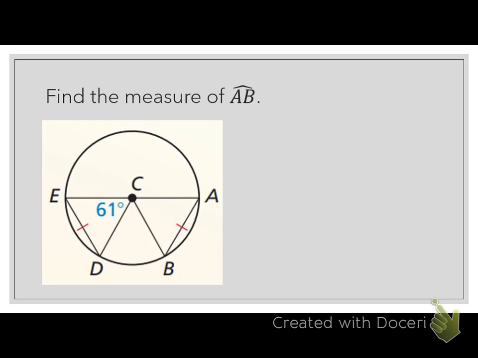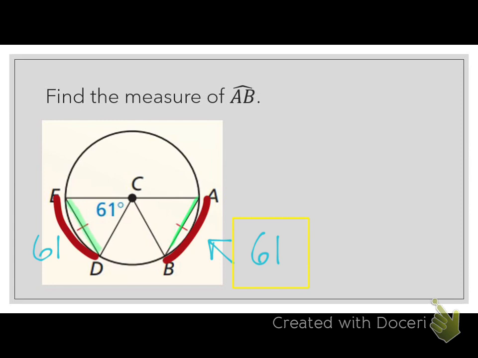All right, another: find arc AB. What do we notice in this picture? The 2 tick marks, right? So we have 2 congruent chords, which means we have 2 congruent arcs. What 2 arcs are going to be the same measure? ED and AB. They're going to be the same. So if we want to find AB, what is ED? 61. So that means AB is also 61.